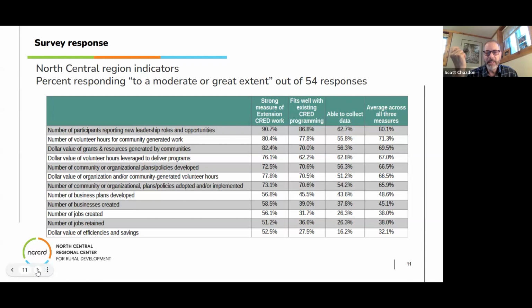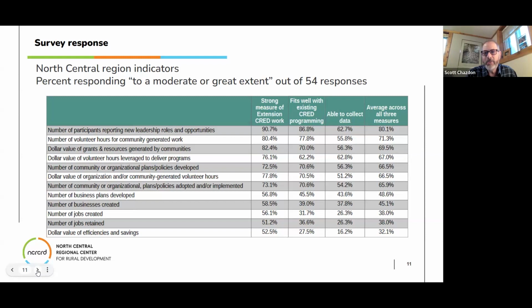And as Michael mentioned, in the North Central region, we also know every year how many states are able to report on each indicator. For some of them, we already knew that half or fewer of the states were reporting on particular indicators, such as the ones towards the bottom here. The first column is basically the percent who responded to a moderate or great extent, so there's some support for this indicator.